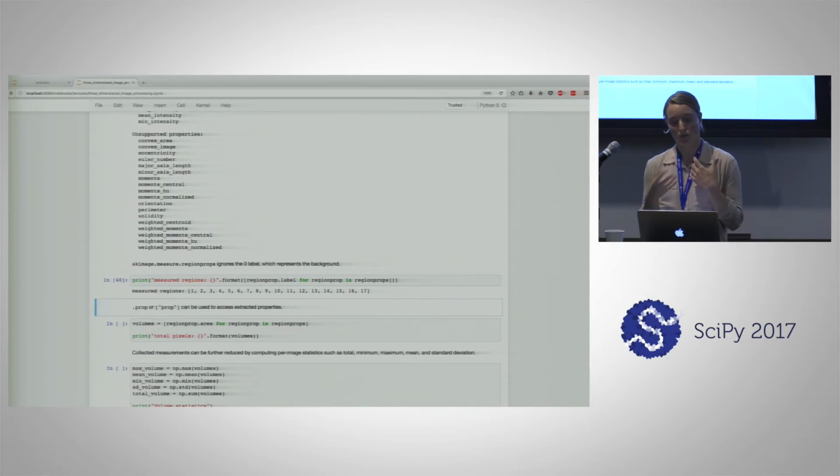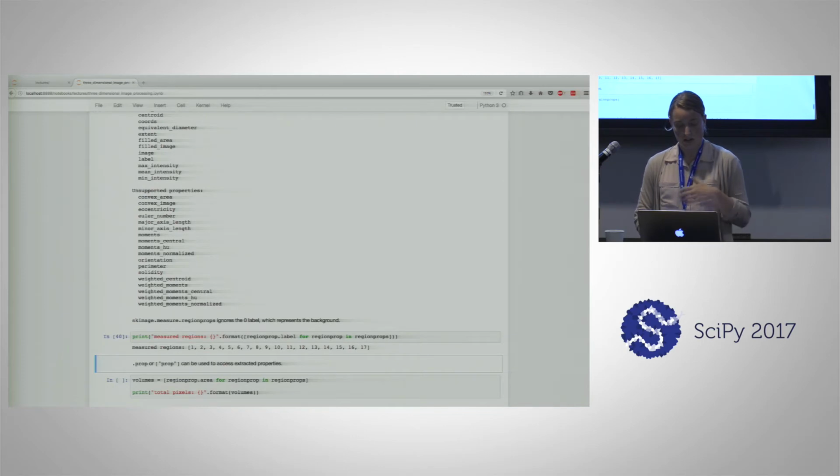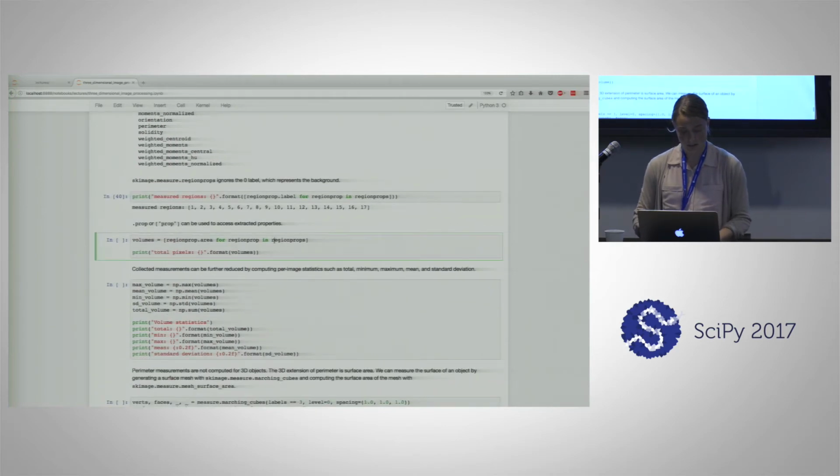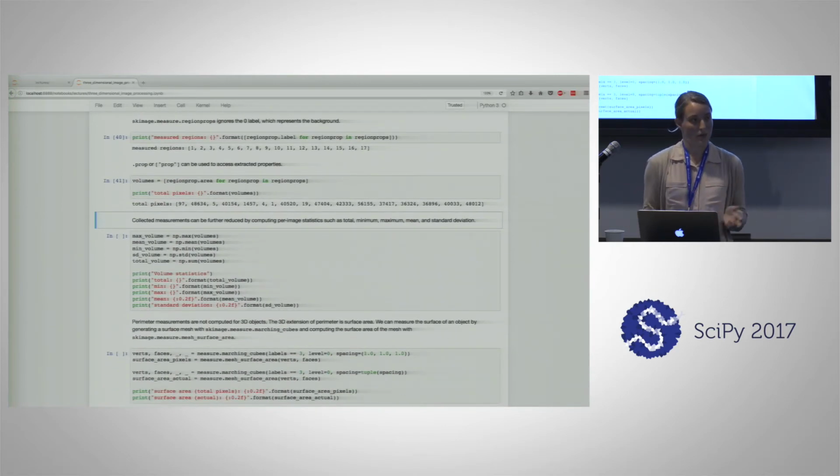To get the properties out, you can call .prop or access it using the dictionary or hash notation to access those extracted properties. So you could call .area or area. Let's take a look at that. I've printed out the total pixels, or the volumes, for each of those labels, and those are just saved as a list.